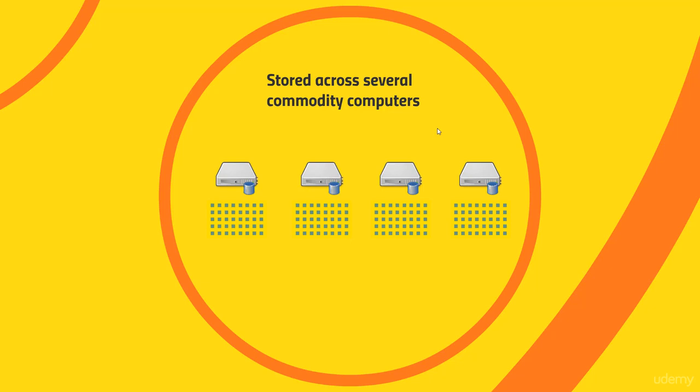The key point here is that it allows you to purchase commodity computers. You don't have to get any special purpose expensive computers that have high availability, because as a side effect of this architecture, if a single computer goes down, it's not a big deal. We can just fail over to another node that has a copy of that block somewhere else.